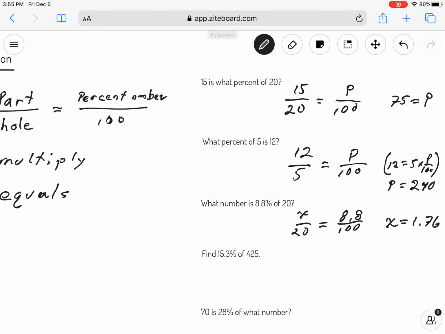Okay, let me just double check all that. So I had 8.8 divided by 100 and times 20. Yes, 1.76.